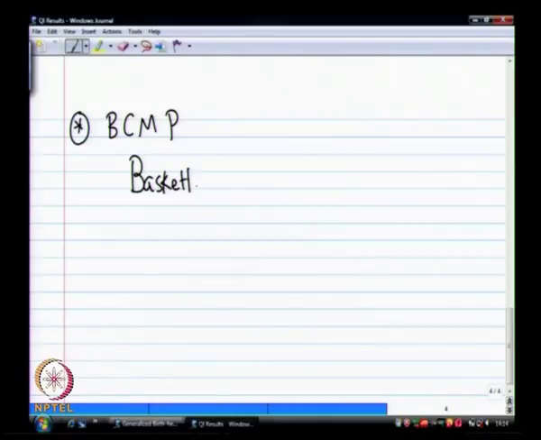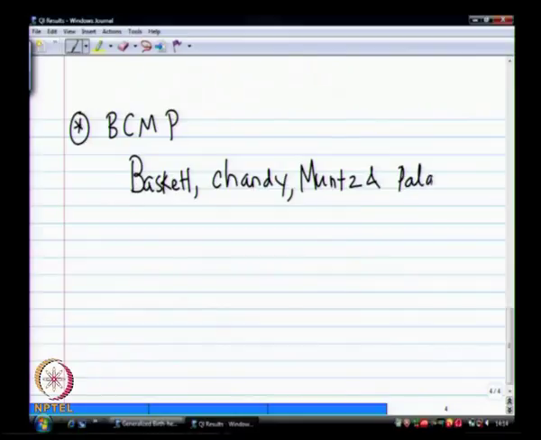it's Basket. This will not be on the quiz, but this was in like 75. They showed for a larger class of networks that this set of product form solutions is possible.